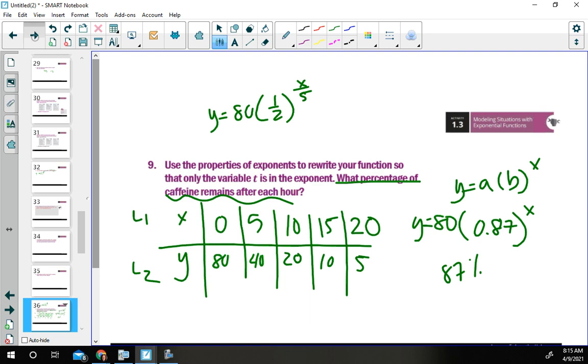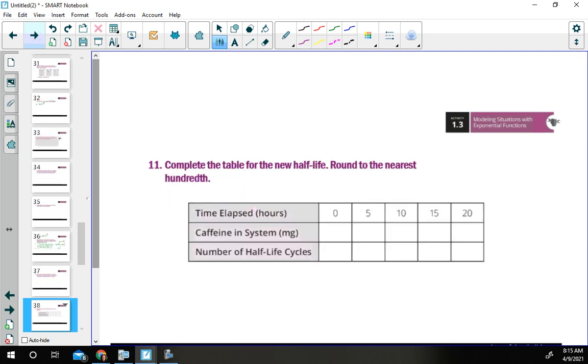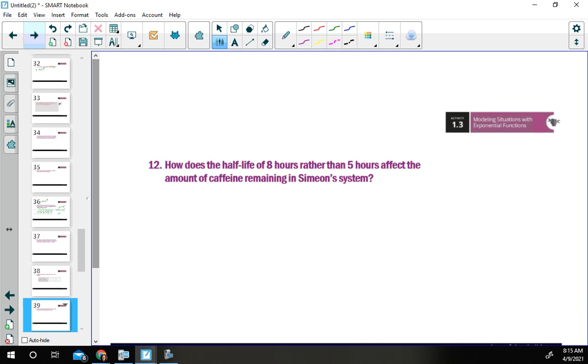Okay, so then I'm going to look at one more question in here where it deals with how the half-life after 8 hours rather than 5 hours affects the amount of caffeine remaining in the system. So if I go back to my original, there's my 5-hour one. What do I have to do to compare it to the 8-hour? I need to replace that with an 8. Okay, go ahead and compare them. Look at their tables, look at their graphs. What do you notice when I make that time period longer? What happens?